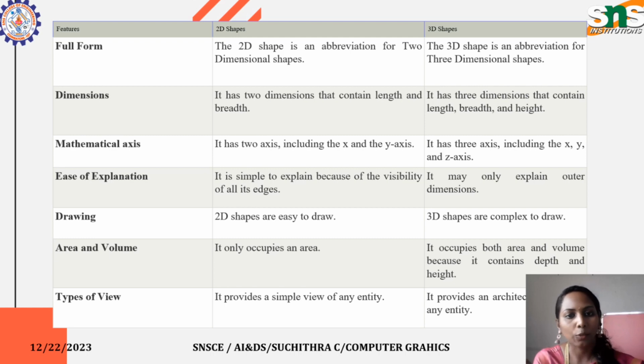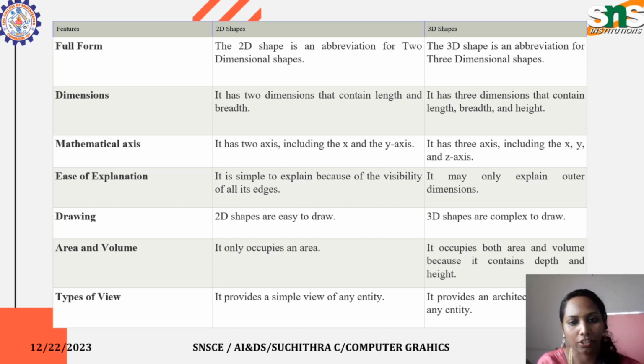Okay, we will see what the differences are between 2D shapes and 3D shapes. The 2D shape's full form is two-dimensional shape. The 3D shape's full form is three-dimensional shape. Dimensions: in 2D, we only have length and breadth. In 3D, we have length, breadth and height. Mathematical axis: in 2D, we only have two coordinates, x and y. In 3D, we have three coordinates, x, y and z.